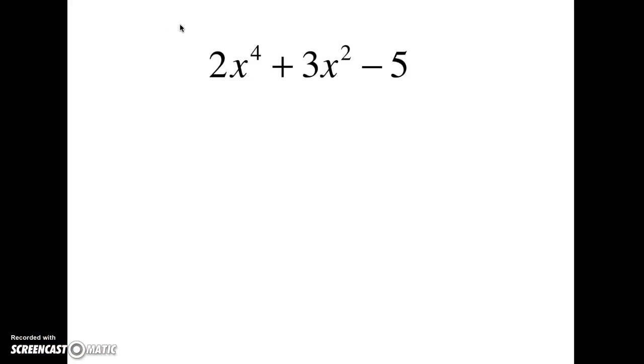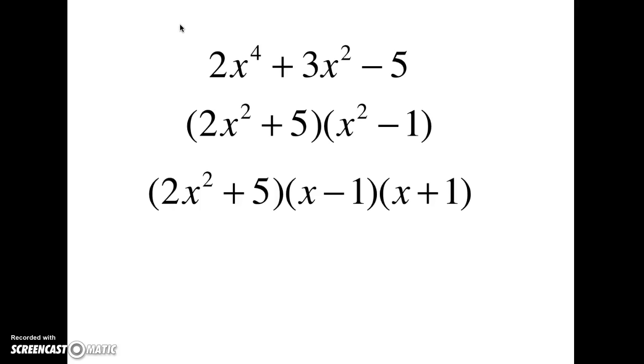In our final example, we have 2x to the fourth plus 3x squared minus 5. We can factor this to be 2x squared plus 5 and x squared minus 1. 2x squared plus 5 can't be factored any further, but x squared minus 1 can, so the final factored form of this one is 2x squared plus 5, parentheses, x minus 1, parentheses, x plus 1.